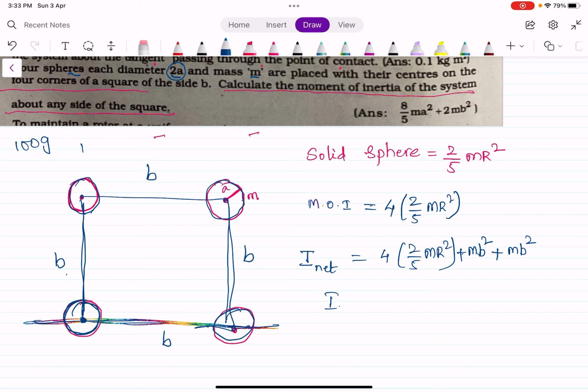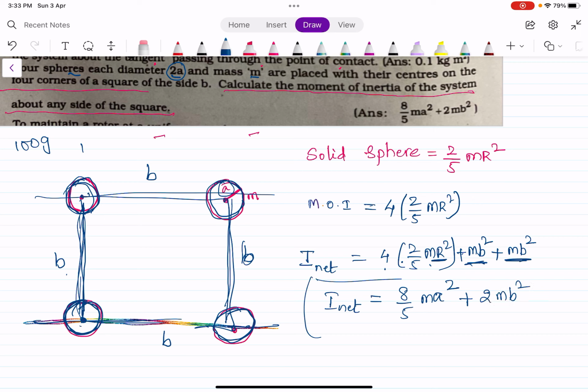So for the net moment of inertia, I found the individual moment of inertia of all the particles. For each sphere it is 2 by 5 mr square. For 4 spheres, it is 4 into 2 by 5 mr square, that is 8 by 5 mr square. What is r here? a. The radius of the sphere is a. So 8 by 5 ma square plus mb square plus mb square. Now I applied the parallel axis theorem. This is at a distance b from this axis, and this is also at a distance of b from this axis. mb square plus mb square is nothing but 2 mb square. This is the answer for the 8th one.